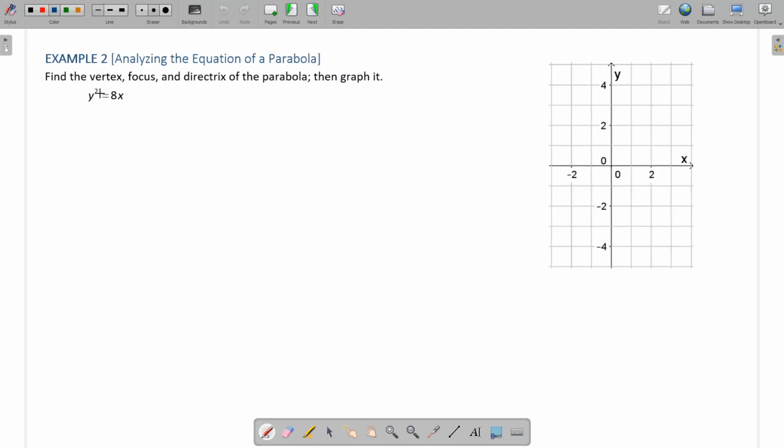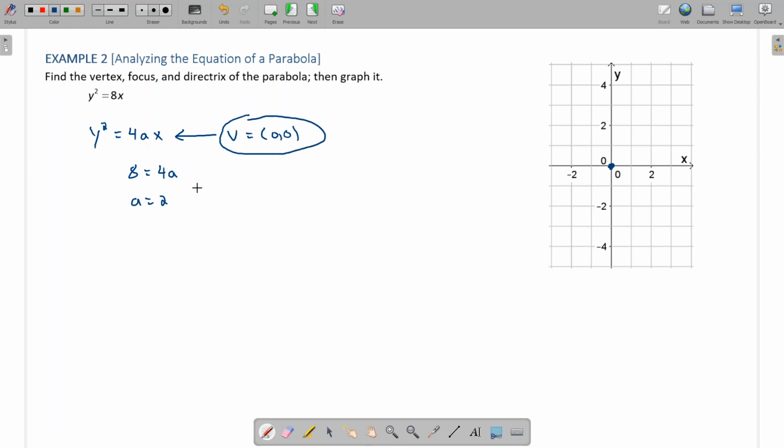Okay, so on this one, they gave us the equation. We need to find the vertex, the focus, and the directrix, and then graph it. So we can clearly see that this has the form y² = 4ax. We have an 8 here. That means 8 must equal 4a, so a is obviously 2. Anytime your equation is in this form, we know that the vertex is the origin. This is always the form of a parabola with the vertex at the origin. So that was basically just given immediately.